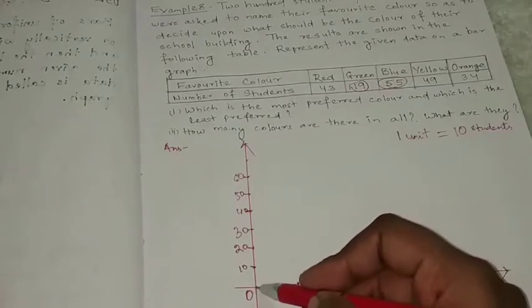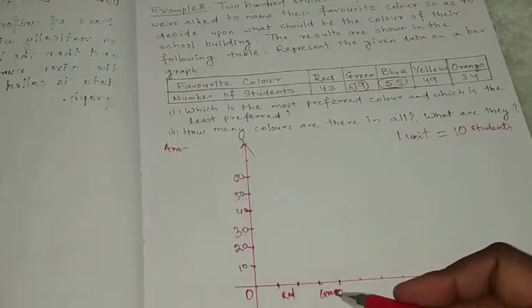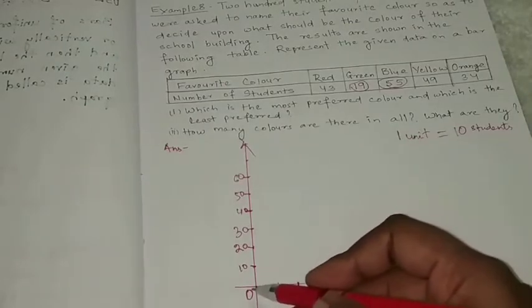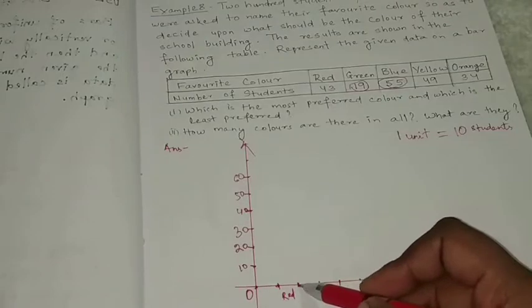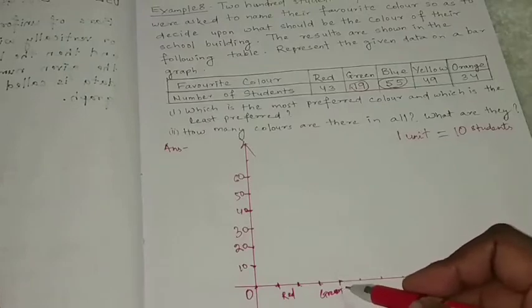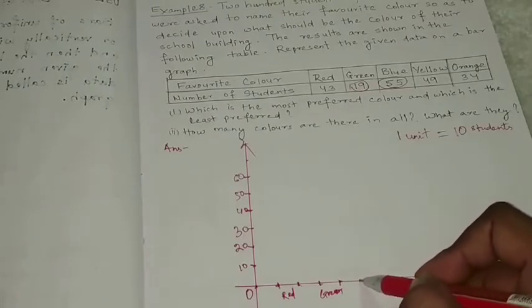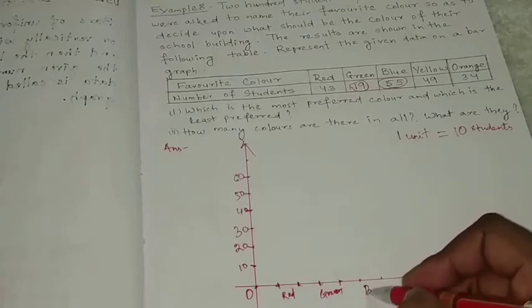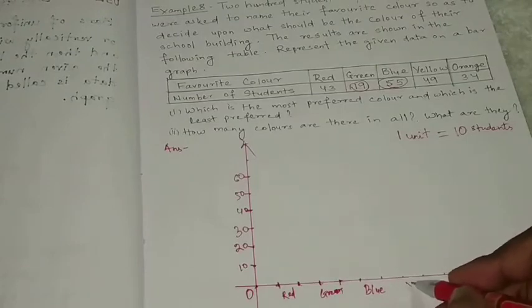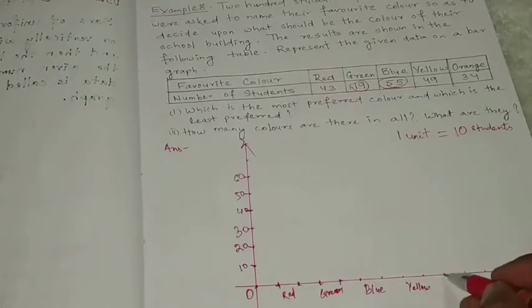Do not start the graph from 0. Always make a distance. So I have kept the unit distance from here. Then I have started making red here. Then I have kept a unit distance, then I have kept for green. Then again after 1 unit distance I will keep for blue. Next take 1 unit distance, then keep for yellow. Then take 1 unit distance and keep for orange. So the bars will be between these.